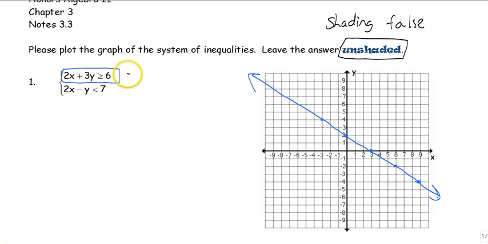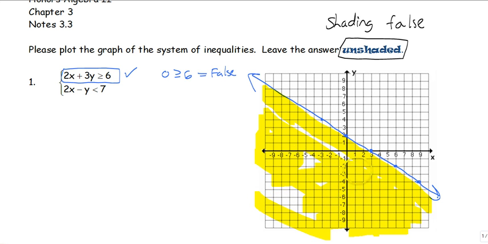There's my line. So I check that, and I'm going to do a test point. Our favorite test point is 0, 0. So is 0 plus 0 greater than or equal to 6? This is false. Remember, we are shading false now. That means I want to shade everything where the 0, 0 is. So I am shading everything down here.